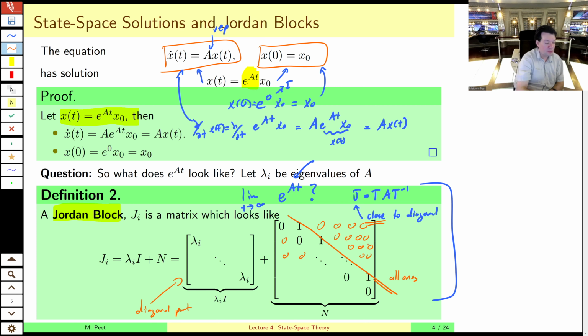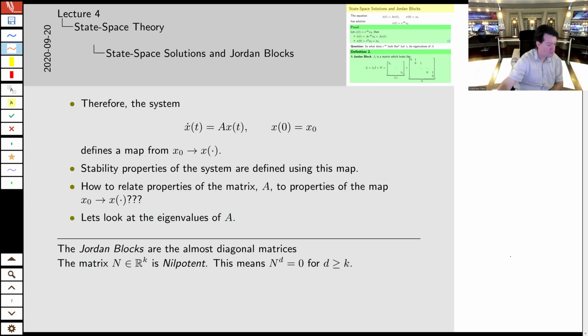So it's very close to being a diagonal term. An example of a Jordan block would be 3, 3, 3 on the diagonal, with 1, 1 on the off-diagonal and 0s elsewhere. So it's almost diagonal, except for these off-diagonal terms here. That's what a Jordan block looks like. We don't know what the diagonal elements are, but these off-diagonal elements are all 1. Again, that Jordan block was a little bit out of order, but we'll come back to it.